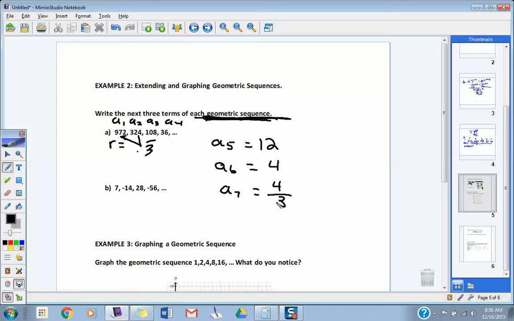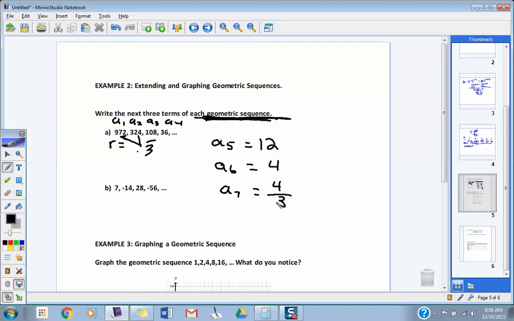So if I say, hey, here's the start of a geometric sequence. Here are the first few terms. Can you list the next 3 for me? Identify the pattern and then figure out the next 3 terms. Can you handle that? Yeah. All right. Let's look at this next one.